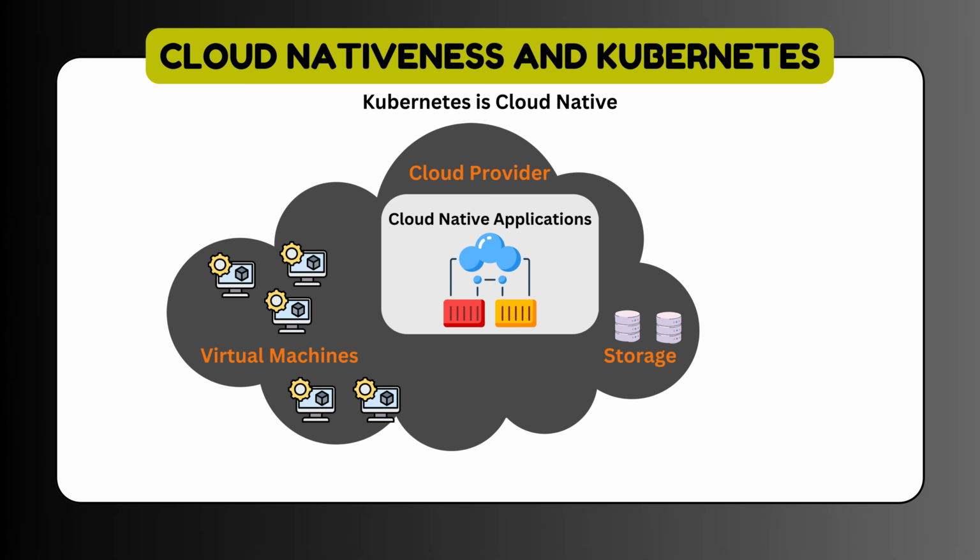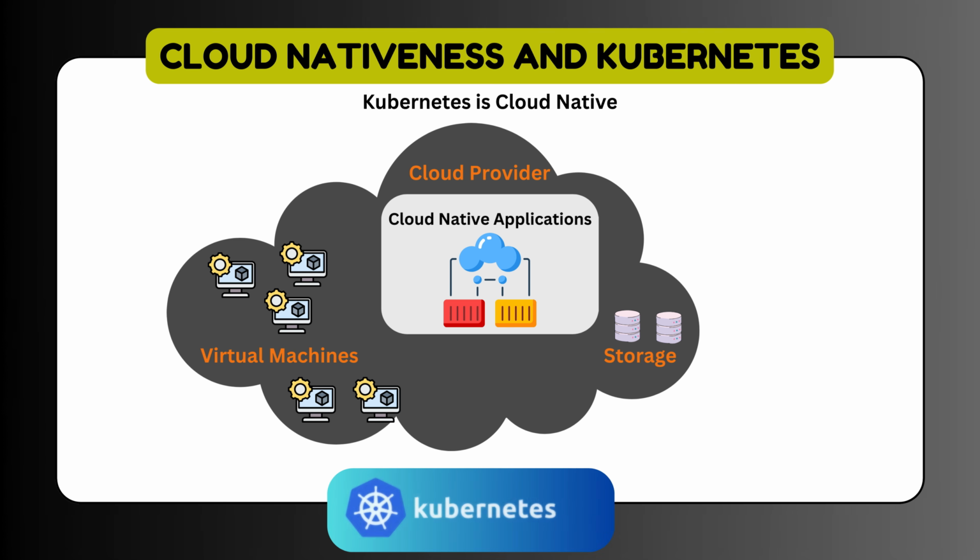Now, a cloud native application has been designed to use the scalable infrastructure efficiently. One way to achieve this is using containerization and Kubernetes. Kubernetes is cloud native, which makes deploying and managing your application very simple. It also enables easy scaling of applications.